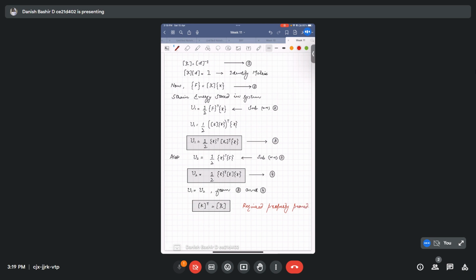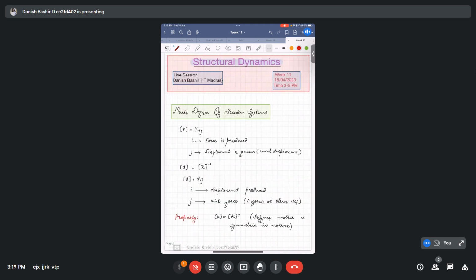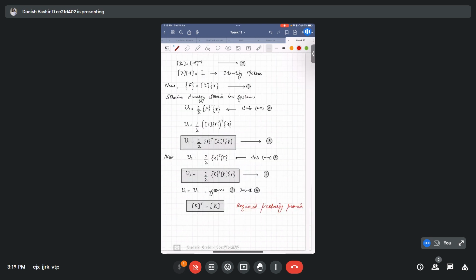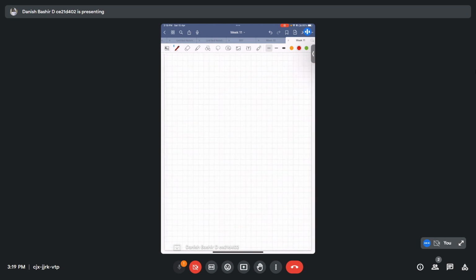This is a simple thing. In another case, we can also do it quickly for the flexibility matrix. How can I prove that the flexibility matrix is symmetric also? I can do the same thing. For the second property, I can show that D is equal to D transpose.